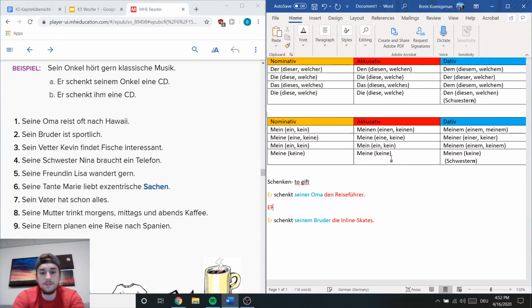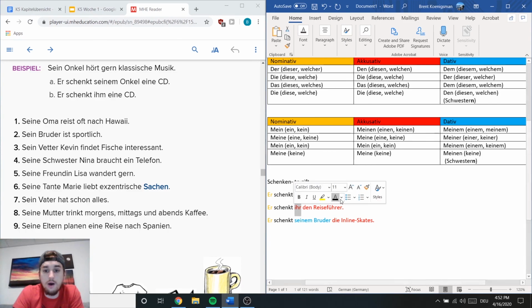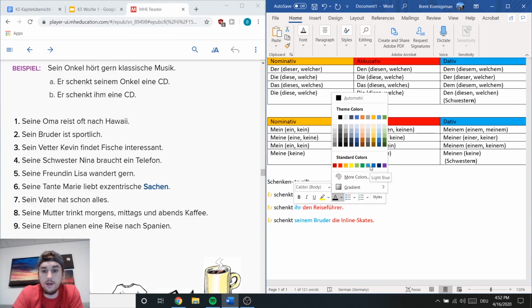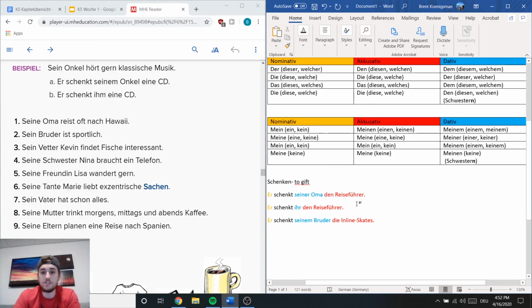Er, also das kann ich später machen. Er schenkt ihr den Reiseführer. Also, was wir hier machen könnten, theoretisch, ja? Wir können uns jetzt vorstellen, dass wir schon wissen, dass wir von meiner Oma und auch vom Reiseführer sprechen, yeah? So we could just imagine that we already know that I'm talking about my grandma, and we already know that I'm talking about the travel guide, right?